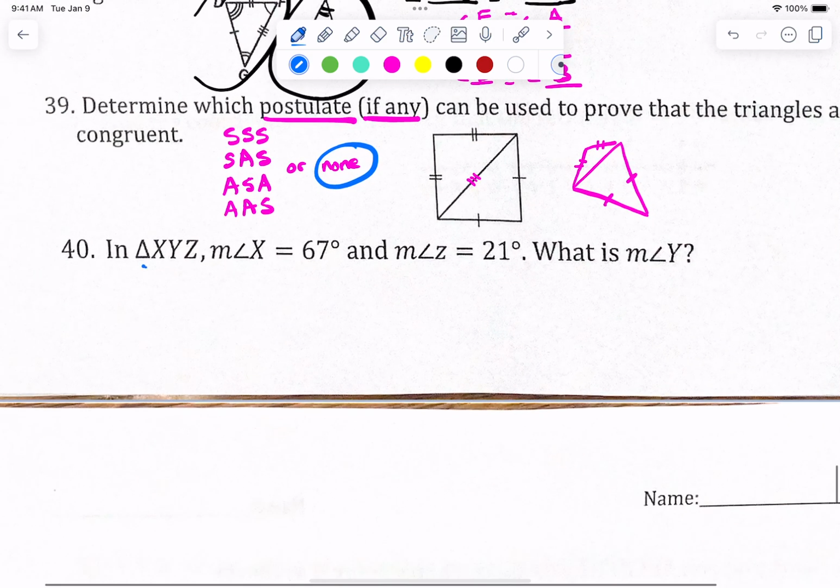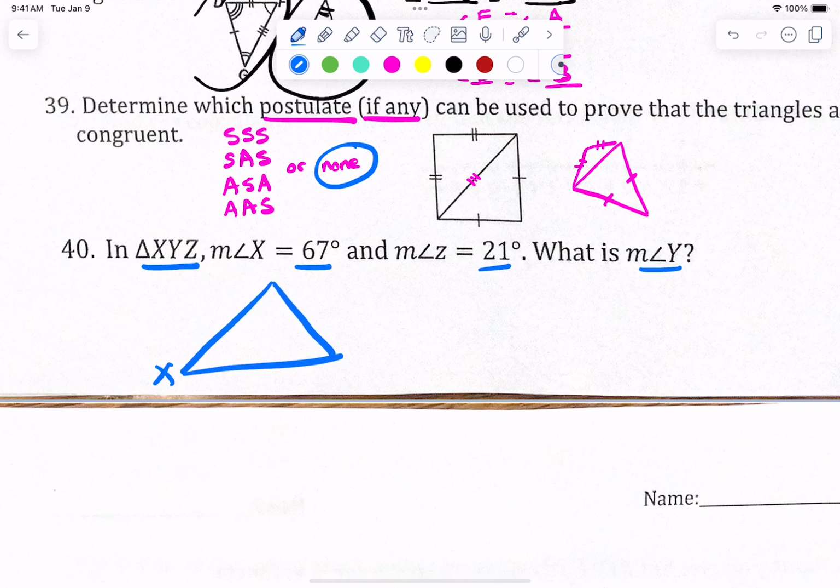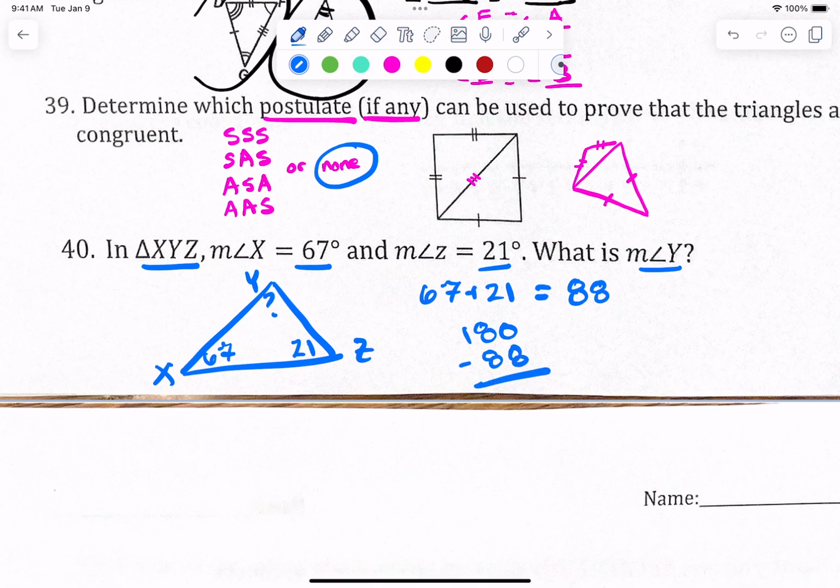Hey, this is nice. We have a triangle XYZ. We know that X is 67. We know that Z is 21. They want us to find the measure of angle Y. What do you got? If you need to draw a picture, go for it. X, Y, Z. X is 67. Z is 21. They want us to find the measure of angle Y. How do you do it? Yep, 67 plus 21 is 88. Subtract from 180. Yep, exactly what Mallory said. 88. That is how much? 92 degrees. Perfect. Like, give us a bunch of those, right?